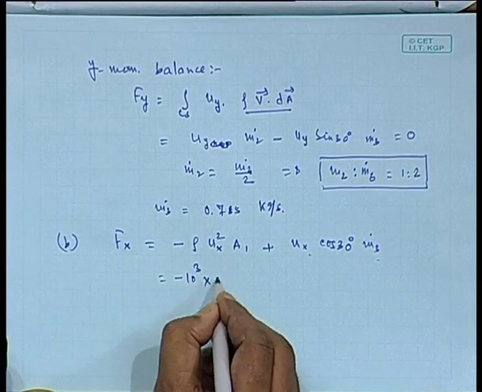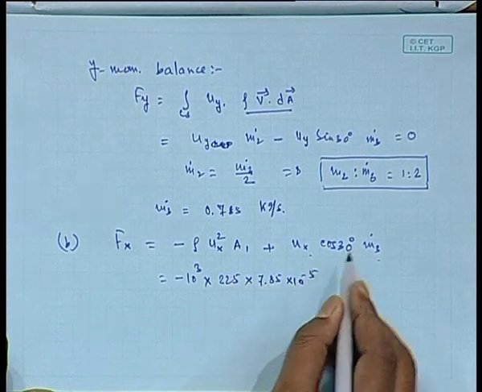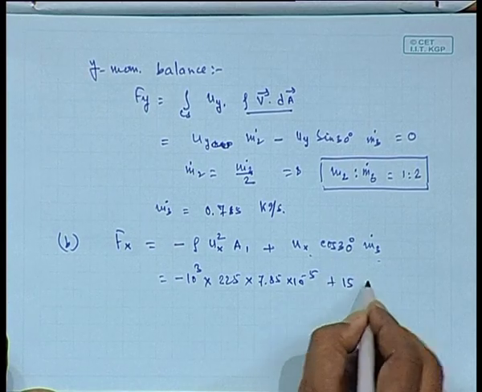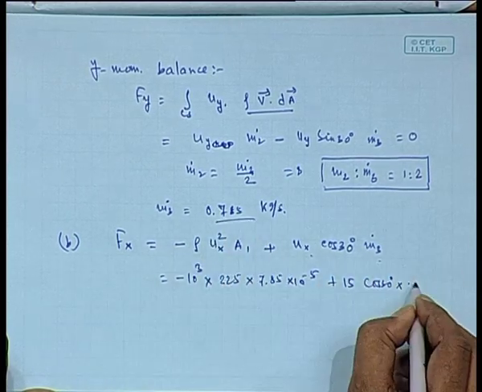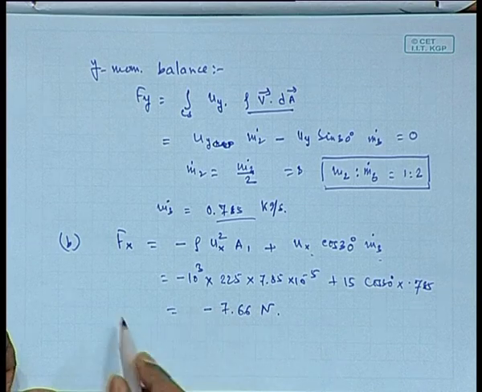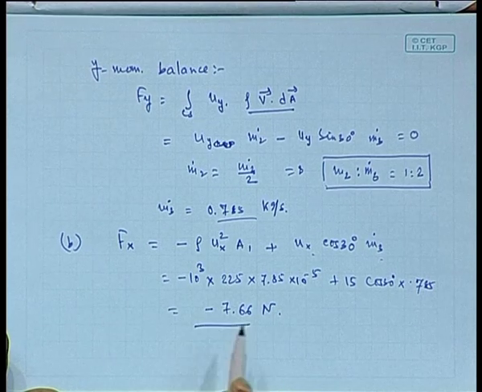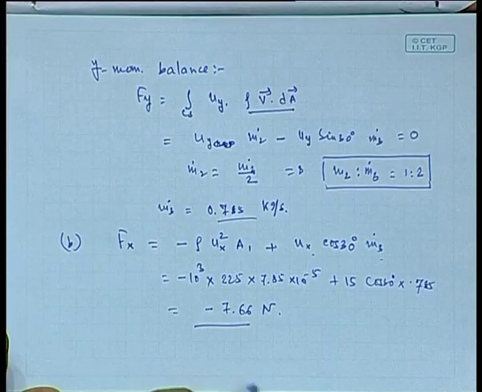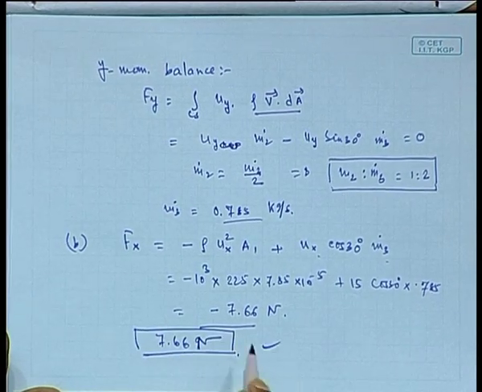So, just substitute the values. It turns out to be 10 cube into 15 square, so it is 225 into 7.85 into 10 to the power minus 5 plus 15 cosine 30 times M3 dot, it is 0.785, and this value is 7.66 Newton. So, you have to supply a force to counter this force. The force that has to be applied from outside on the control volume will be 7.66 Newton in the positive x direction to counter this one.